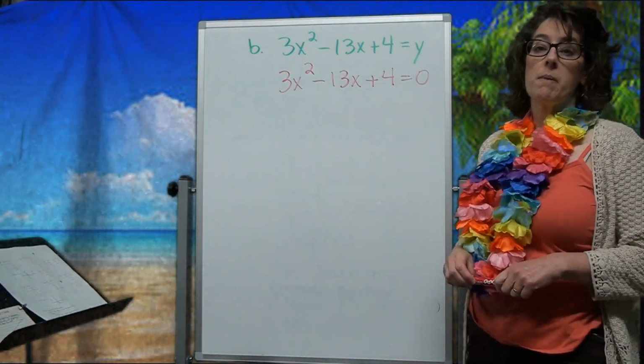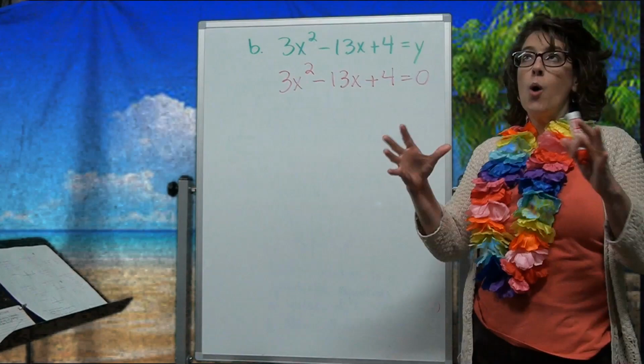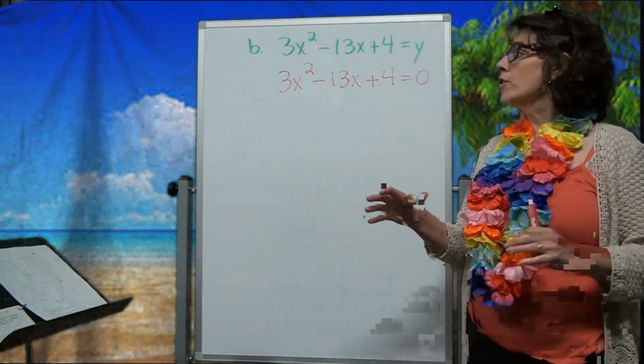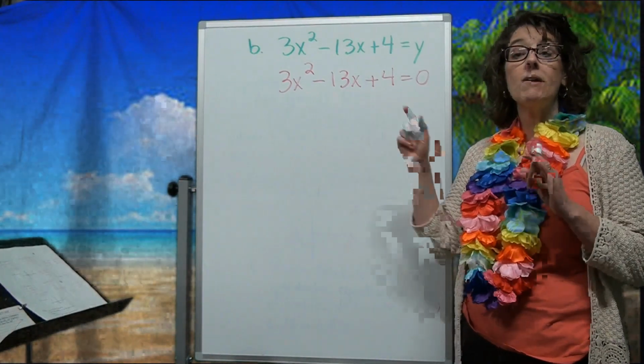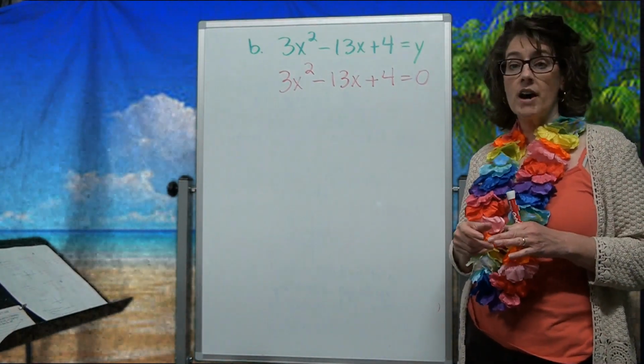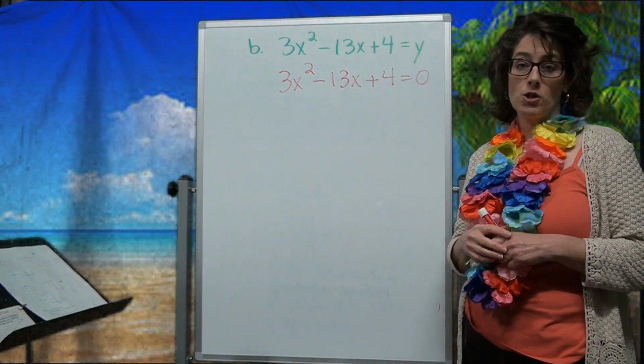Now I'm going to solve this by factoring. Now remember, you always look first to see if there's something common you can divide out of each one of these terms, and it has to come out of every single term or you can't divide it out. There's nothing common to each of those terms.